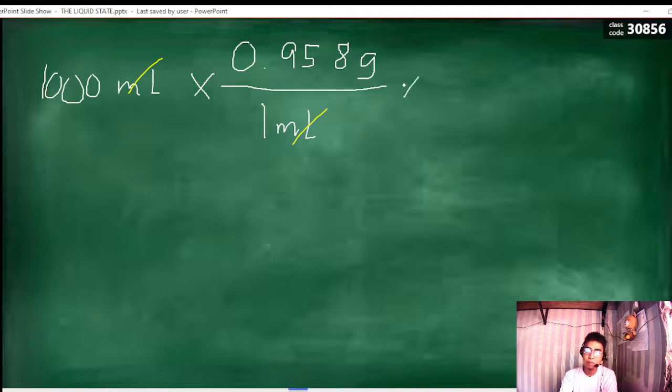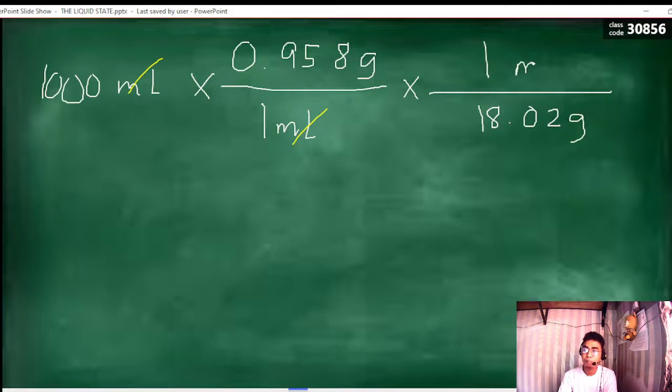Next, multiply. Since there's already a gram in the unit, let's proceed to the molar mass. What is the molar mass of the liquid? It is 18.02 grams per 1 mole. Just cancel out the unit of grams. Sir, how did you get the 18.02? To get 18.02, you need to get the molar mass of each element, then sum all of them, and that is the molar mass of the compound, your grams per mole. So cancel out the unit.